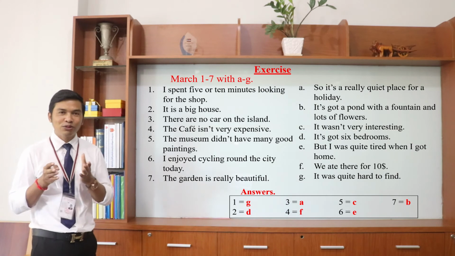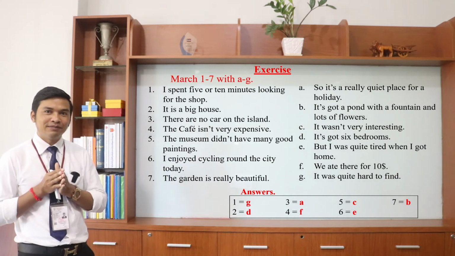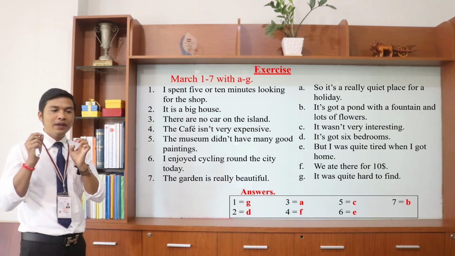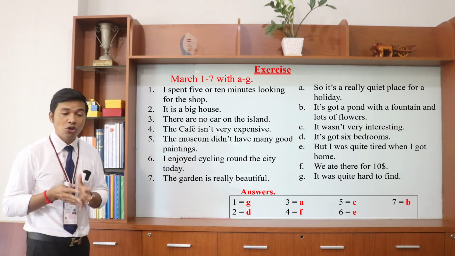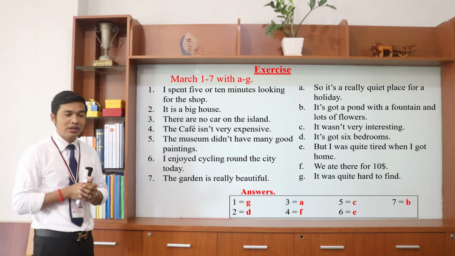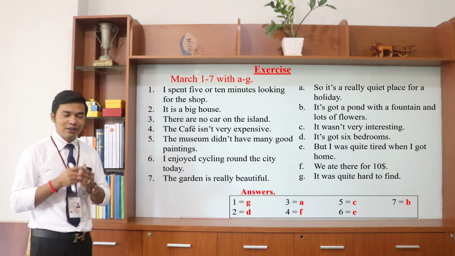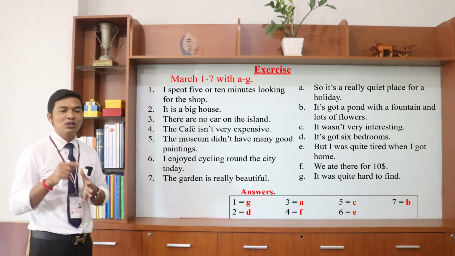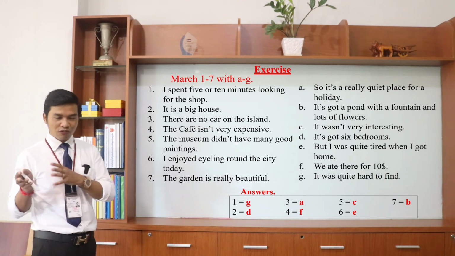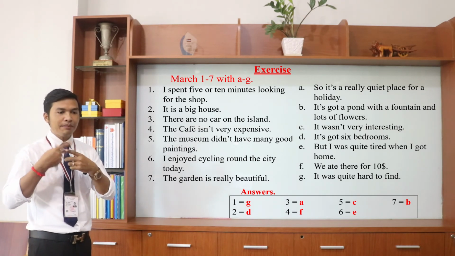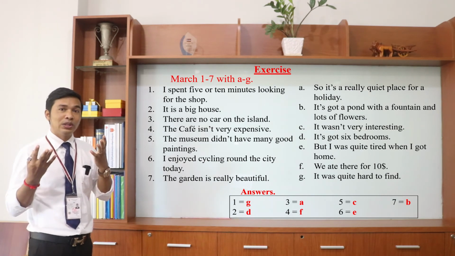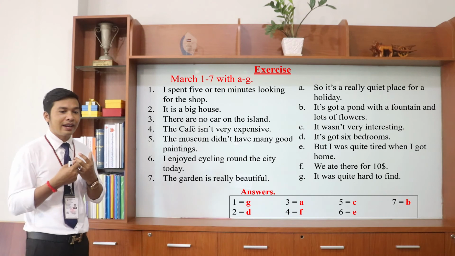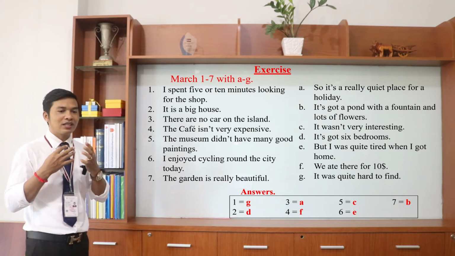Alright, so I hope you get some idea. So number 1, I spent 5 or 10 minutes to look for the shop. So it should go to the letter G, right? It was quite hard to find, right? Find and look for is the same meaning. And number 2, it is a big house, so it should go to letter D because it's a big house. It's got 6 bedrooms.